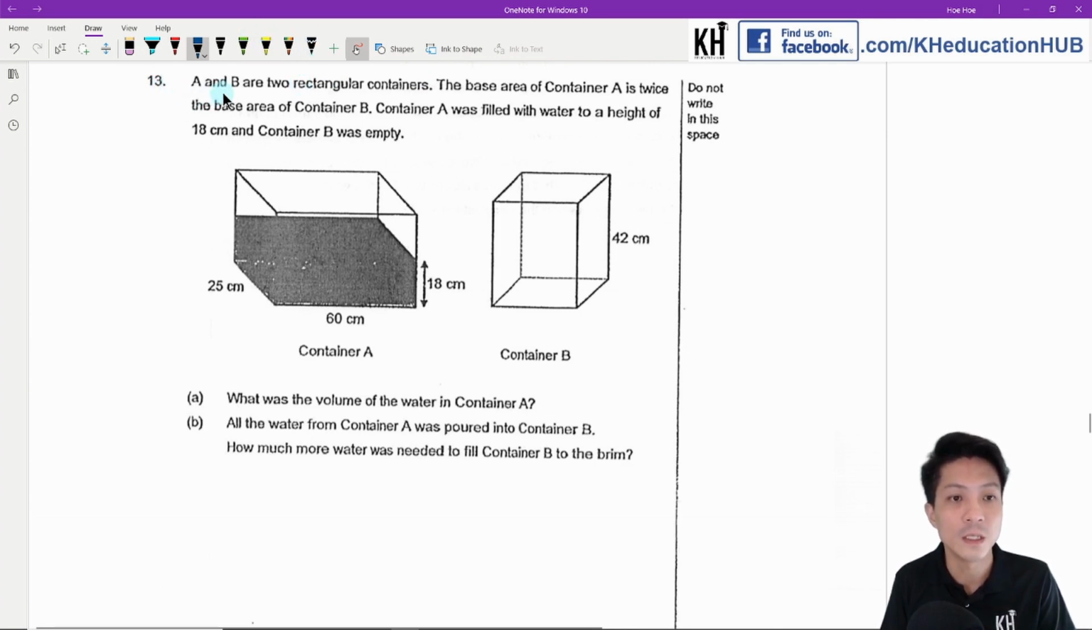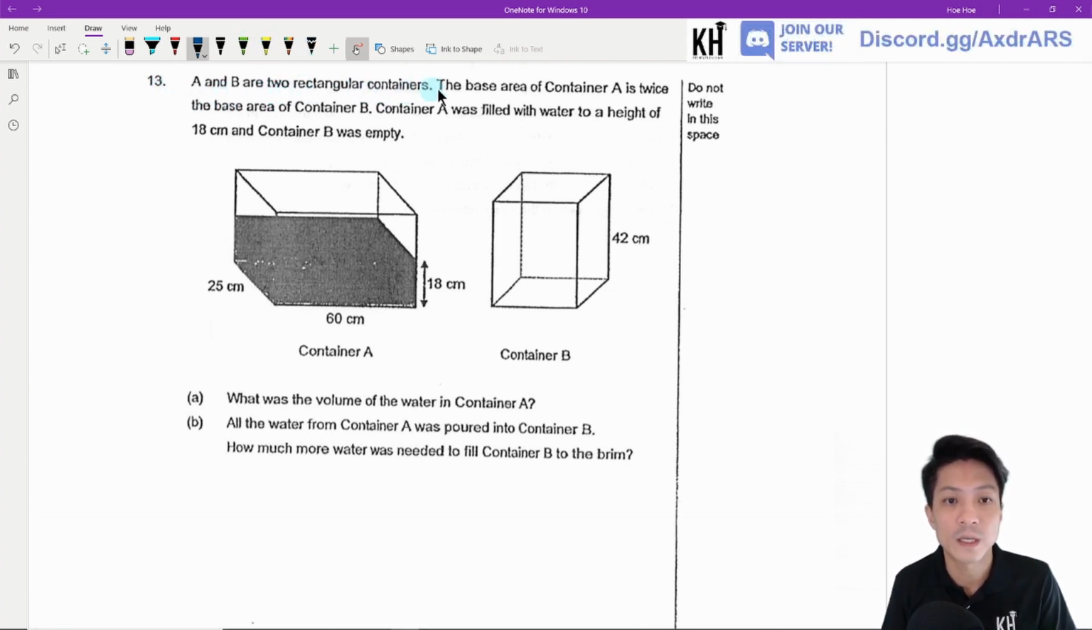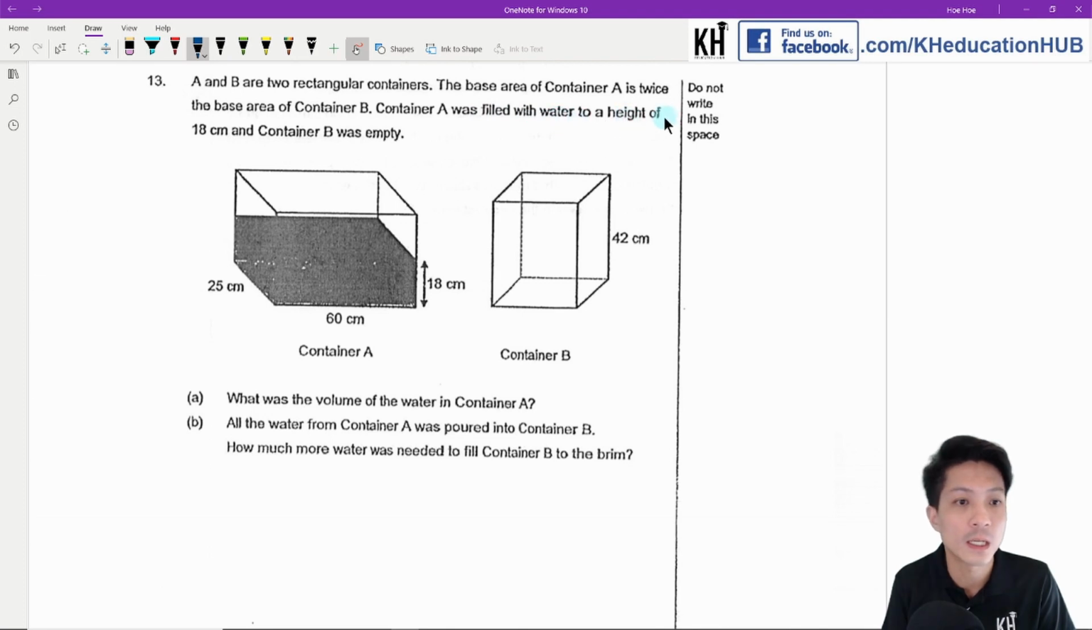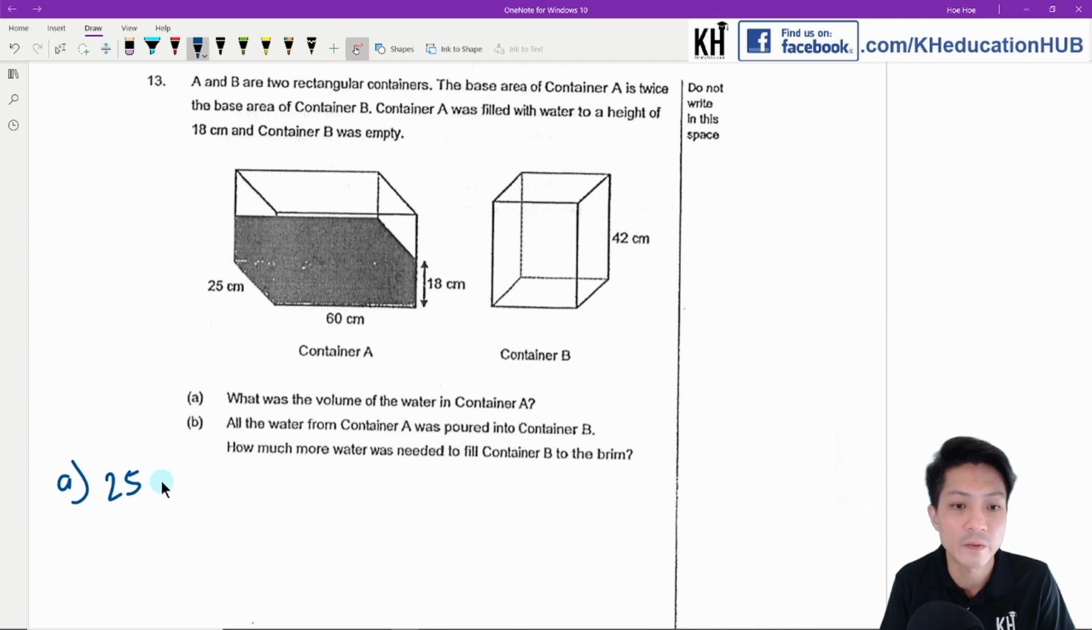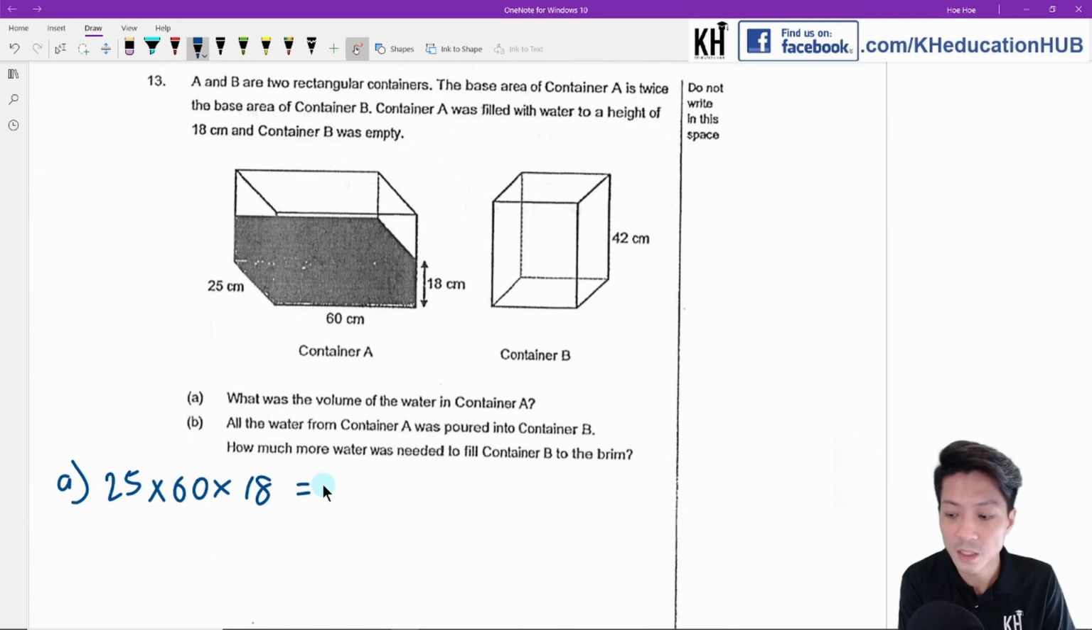Okay, question 13. A and B are two rectangular containers. The base area of container A is twice the base area of container B. Container A was filled with water to a height of 18 cm and container B was empty. What was the volume of water in container A? So for part A, the volume of water in container A is 25 times 60 times 18.